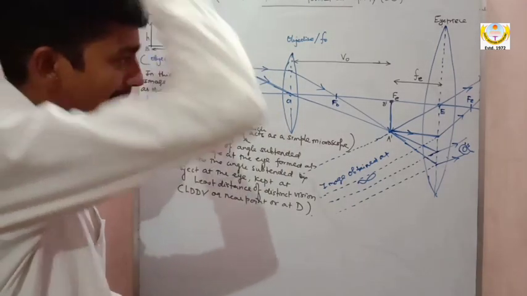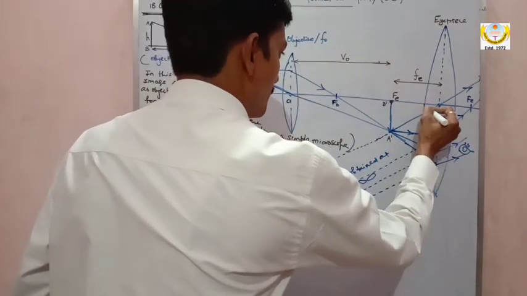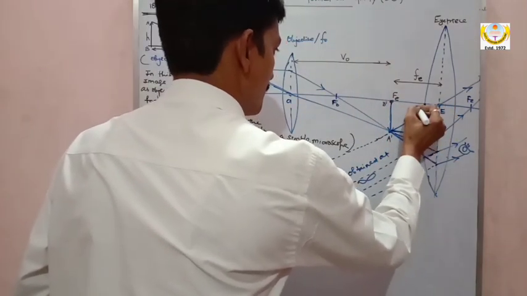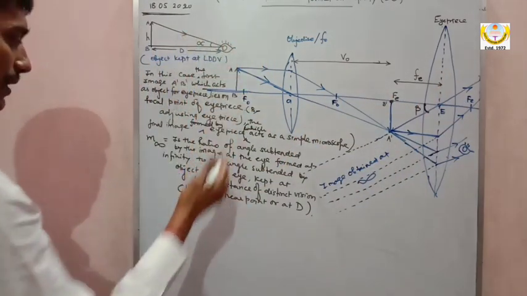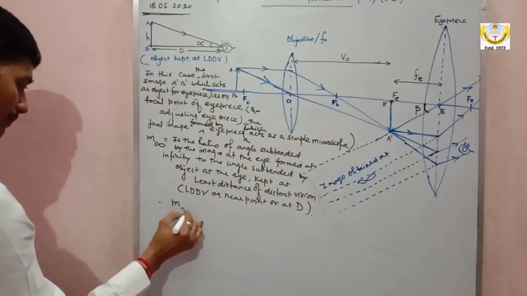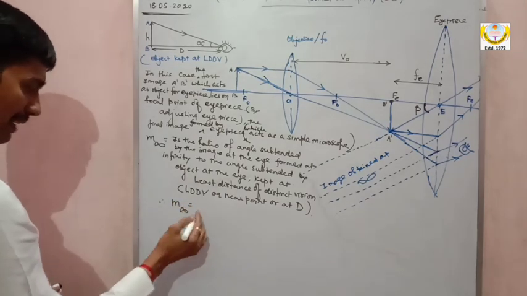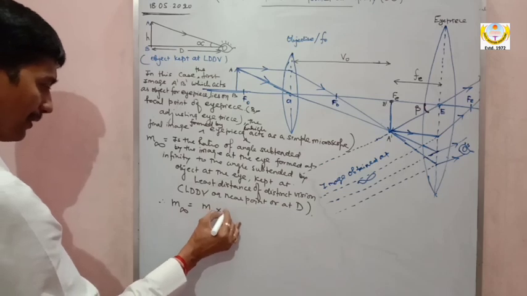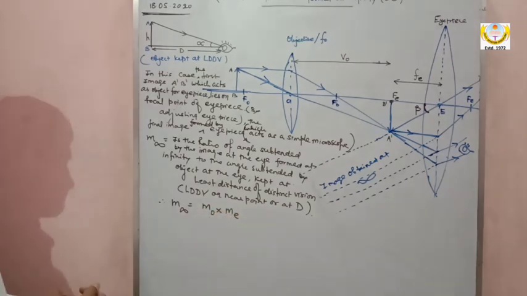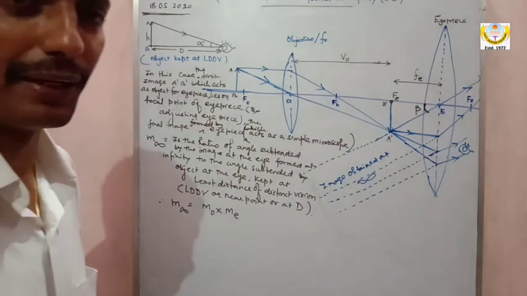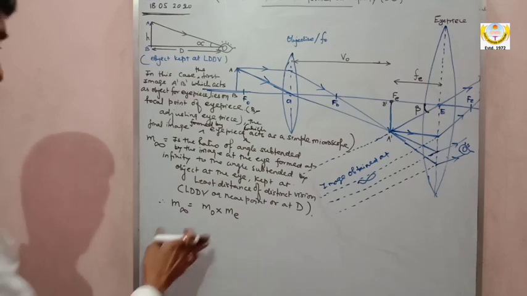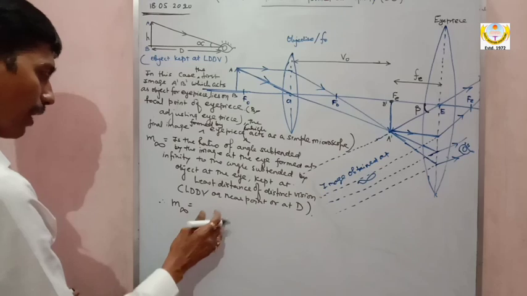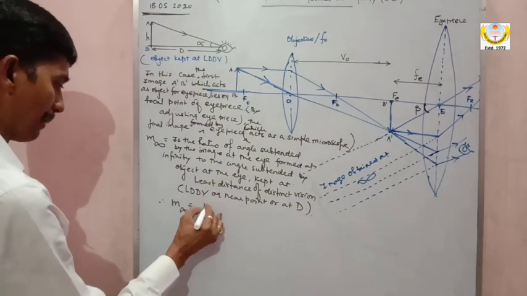Now here, my dear, here is the angle beta. That is the angle subtended by the image, and here is the alpha. So here M infinity, again, the magnification for compound microscope is MO into ME. You all can see. Or you can use tan beta by tan alpha, no issues about it, that also is possible. Or you can use MO by ME also. So it is MO into ME.